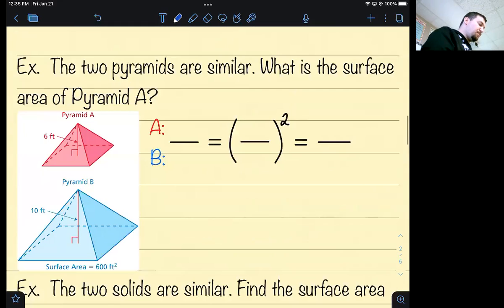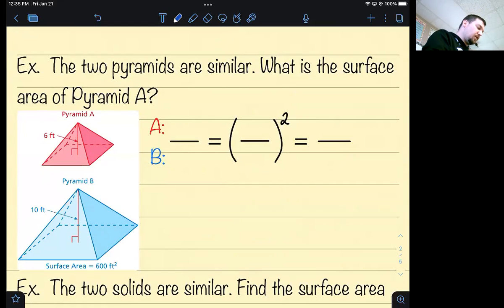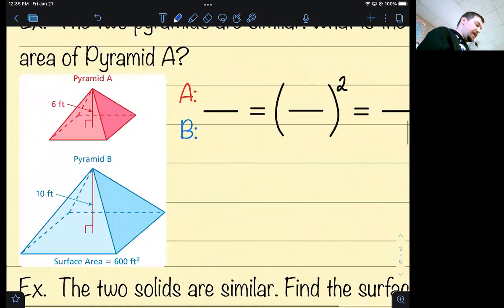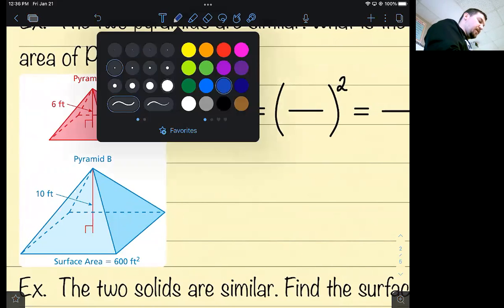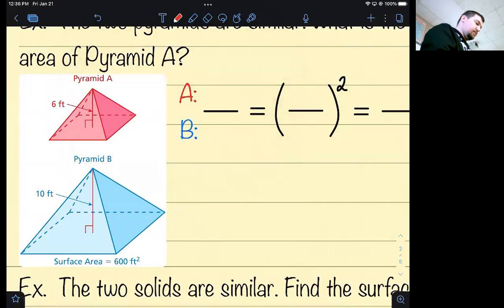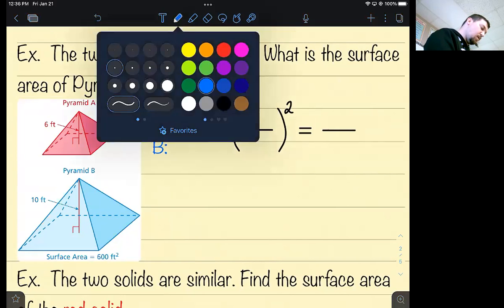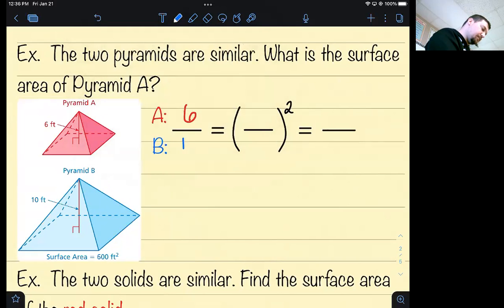All right. So two pyramids are similar. What is the surface area of pyramid A? They give us the surface area of pyramid B, so we can find the surface area of pyramid A. They also give us the height of each of the pyramids. What is the height of pyramid A? Garrett? What is the height of pyramid B? Garrett? Okay. And Garrett, what would 6 over 10 reduce to? 3 over 5. That's right.